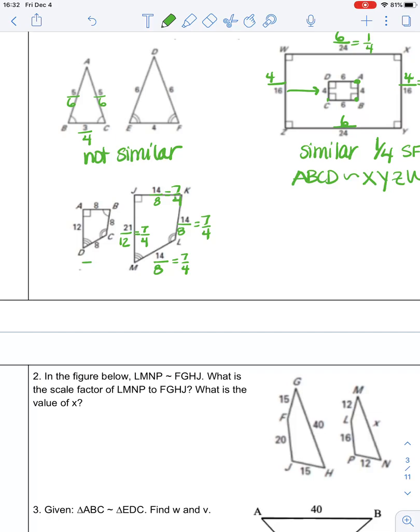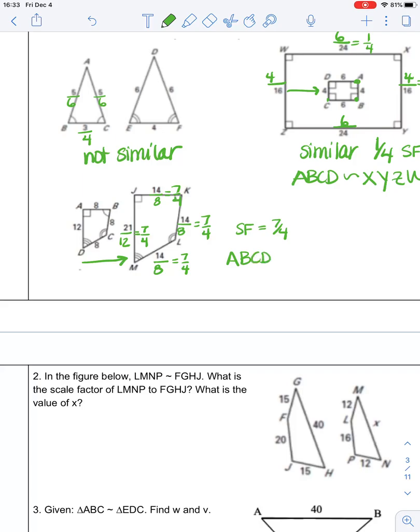So these are also similar because their ratios are all the same the whole way around. Because if I look from left to right, I got bigger, which means that my scale factor in this case would be 7/4. If I got smaller, it would be 4/7, because you need to be bigger than 1 to get bigger.